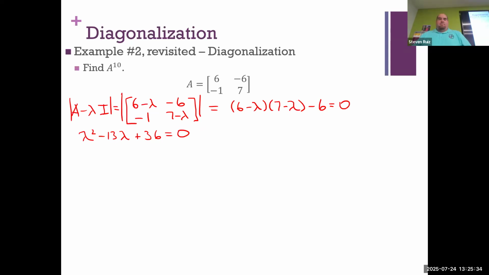Someone double check me. Okay. All right. Does this factor? Should factor into lambda minus 4, lambda minus 9 equals 0. Lambda equals 4 and 9. All right, now what?